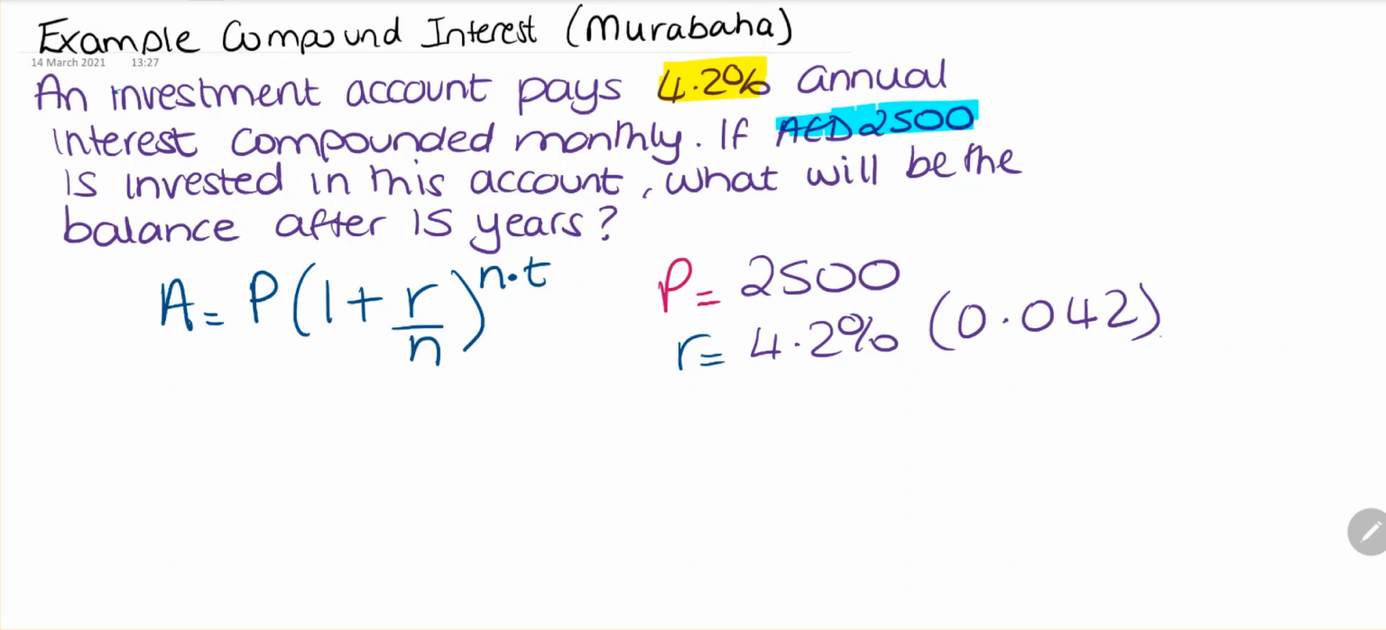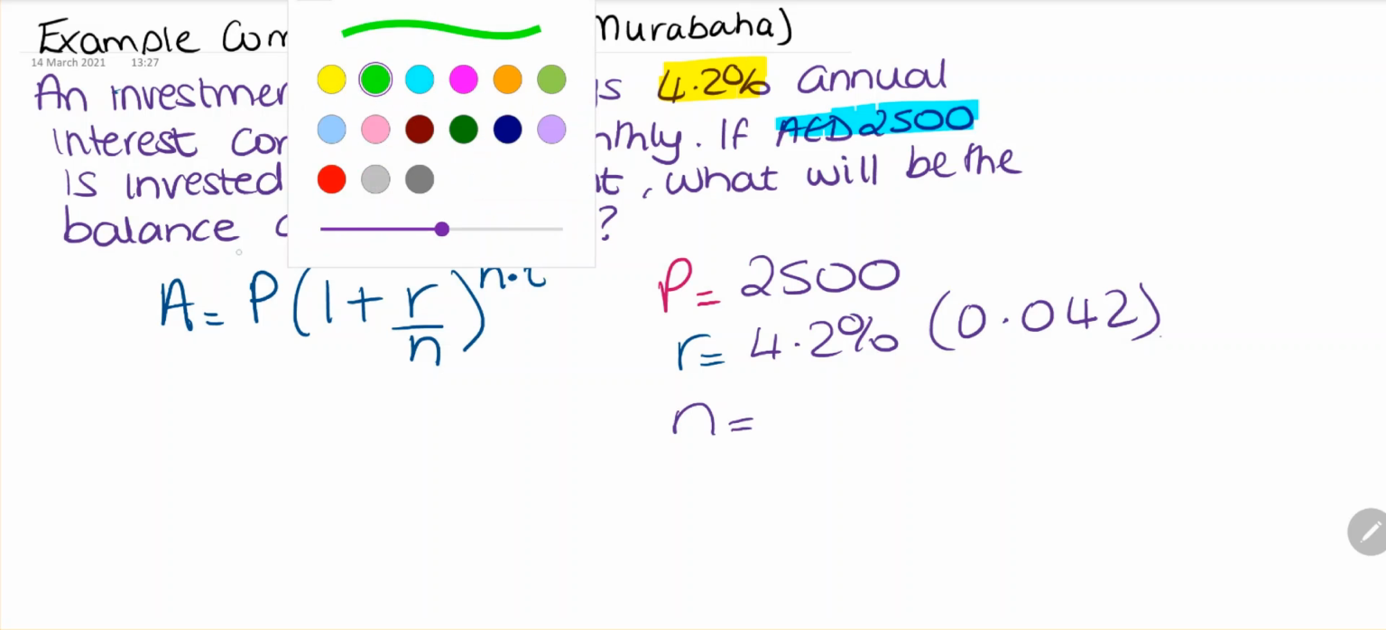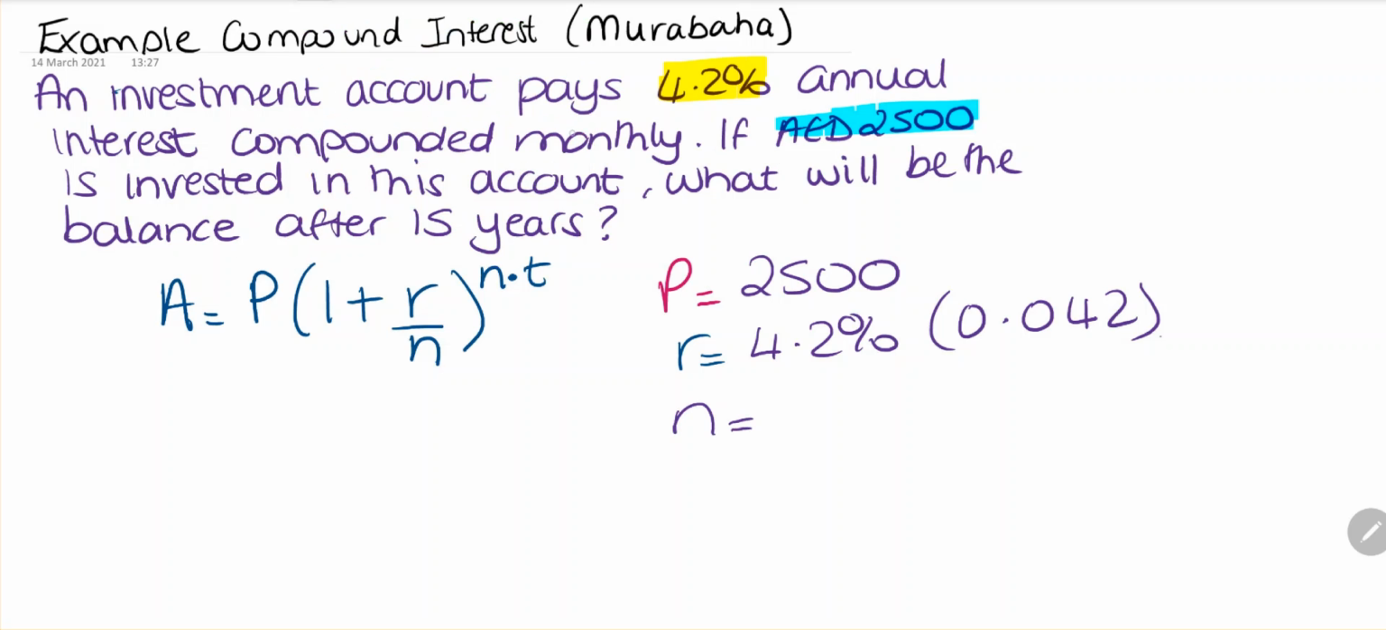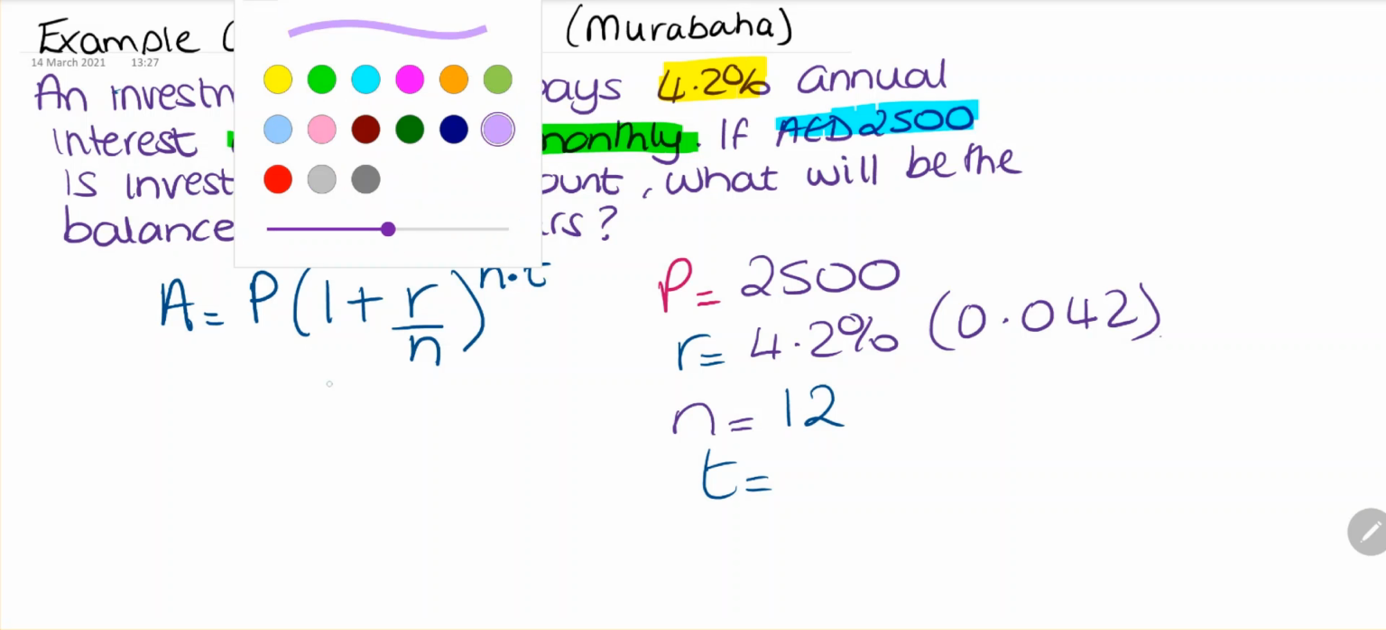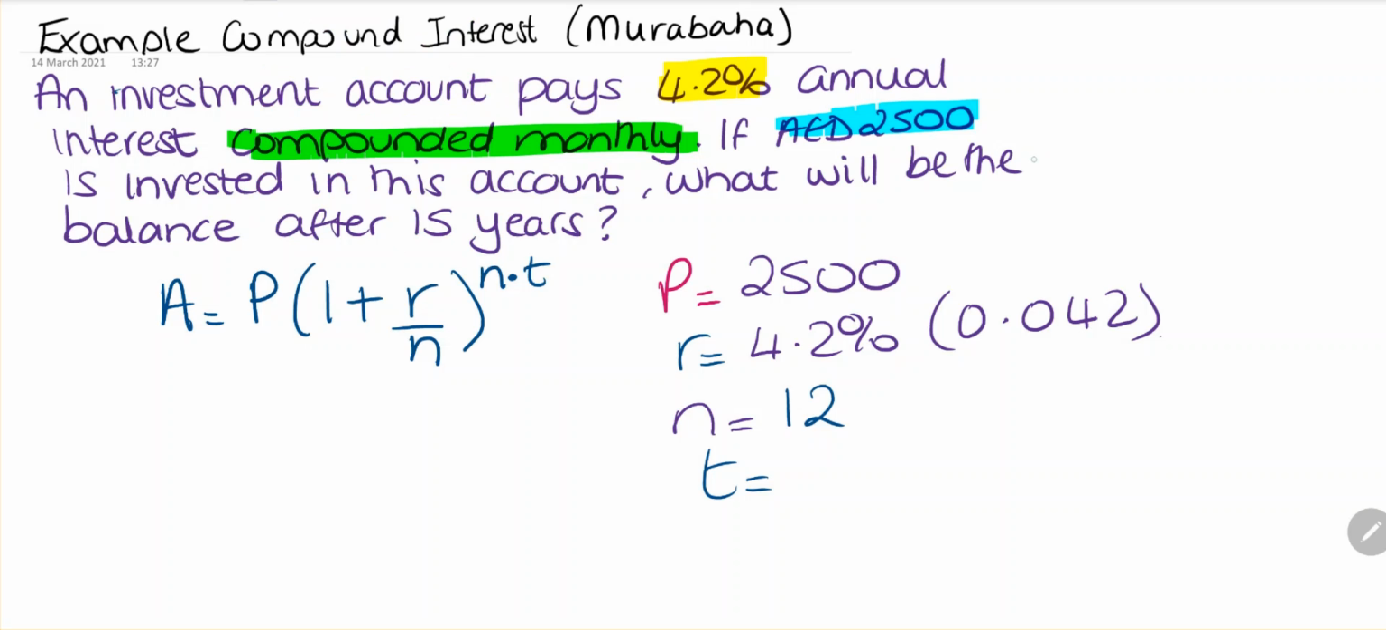And then we need n. So n is going to be our number. If we look at the question, it says compounded monthly. So this is going to be monthly, and there are 12 months in 1 year. So it's going to be 12. And we need the time. So what does this say about time? It is invested and will be the balance after 15 years. So time is 15.